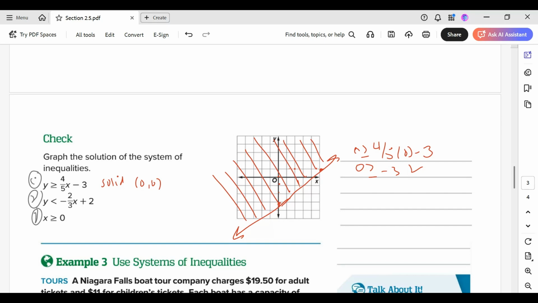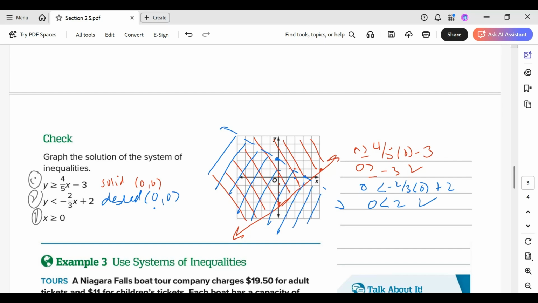When we go to the next one, it is a dashed line starting at +2, and we're going down 2 over 3, and it's a dashed line. Again, we did not go through the origin, so I'm going to use 0, 0 to test. 0 is less than -2/3 times 0 plus 2. 0 is smaller than 2. That is a true statement. For that reason, 0 works, so I'm shading down.